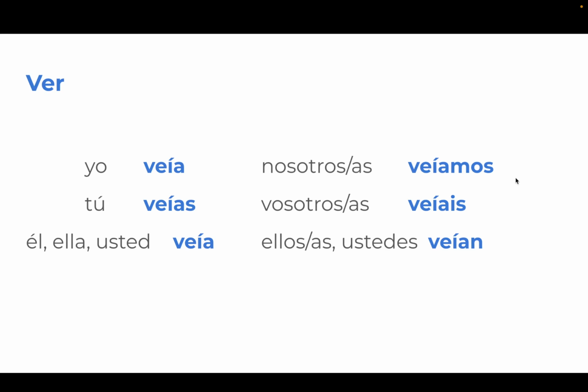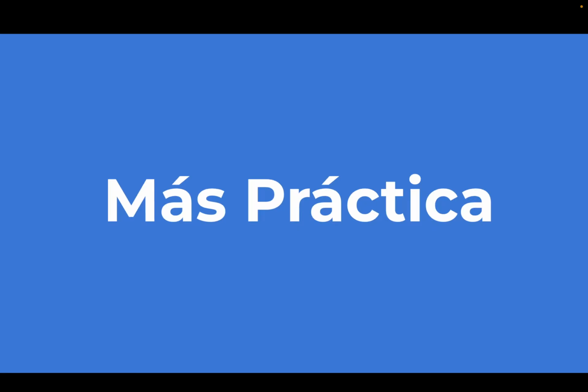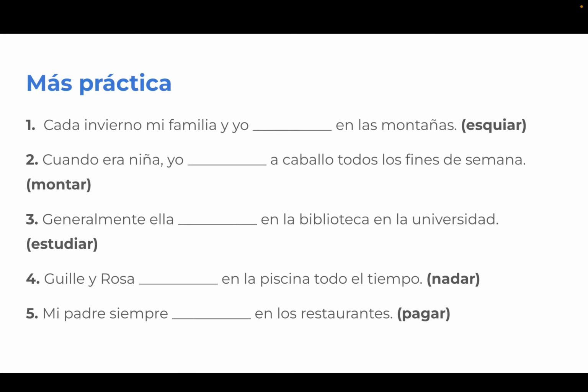If you can remember these endings, the imperfect tense is going to be a dream for you. So be sure to write those down and practice them. We'll practice more in class, don't worry. But now you get a little oportunidad to practice those verb tenses. So here, pay close attention. Esquiar, montar, estudiar, nadar, pagar. These all end in AR. So we're probably going to use the AR ending. Take a minute, practice those, and we'll go over the answers tomorrow in class. If you're totally stumped, send me an email.